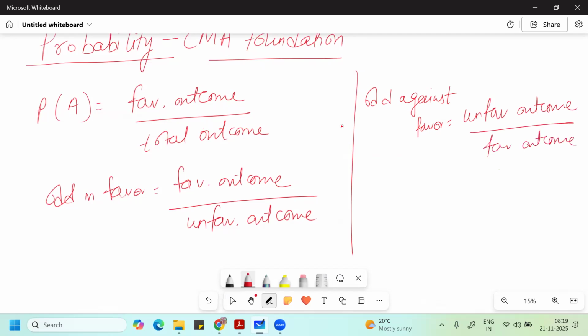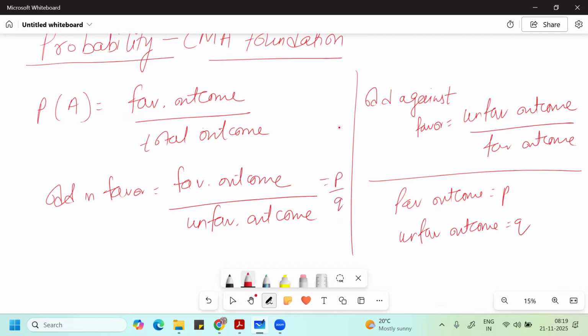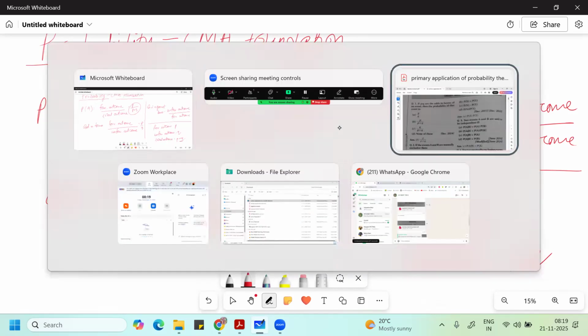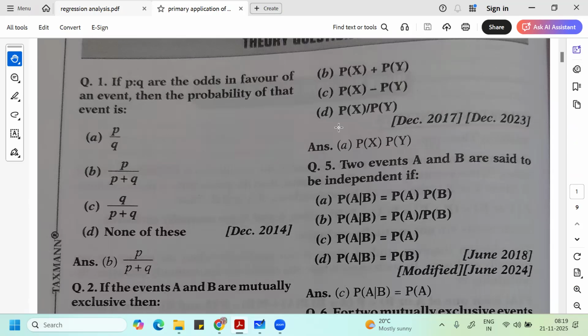Imagine the favorable outcome is P and the unfavorable outcome is Q. If odds in favor is P by Q, then your total outcome is the sum of favorable outcome plus unfavorable outcome, that is P plus Q. So the probability of the event would be P by P plus Q. This is the formula of the probability. So question 1, your answer is option B.